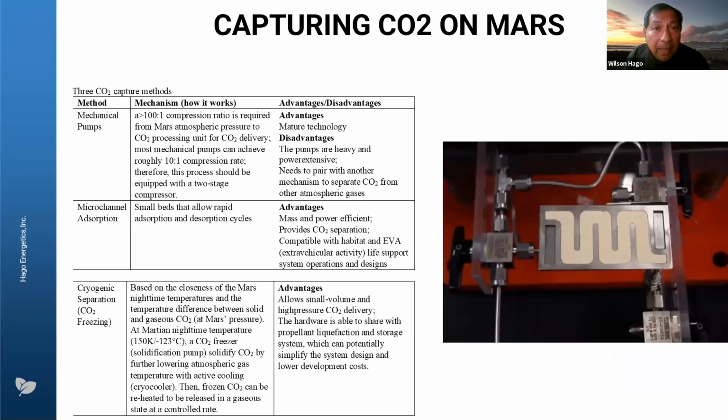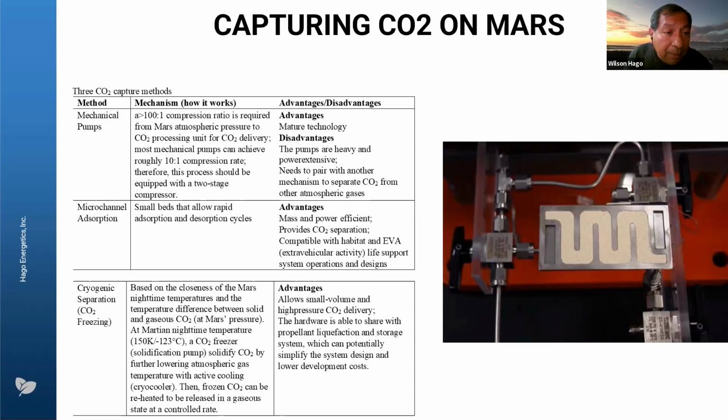Now, I want to say a little bit about what it takes to capture carbon dioxide on Mars. It's not any different from what's being done right now by various teams in order to implement this on a massive scale. It's called direct air capture. There are various approaches to doing so. You can use mechanical pumps. You can use something called microchannel adsorption or cryogenic separation. Cryogenic separation means that if you're operating in a region that's cold enough, the CO2 drops out and becomes solid at -23 Celsius. So there are regions where you can do this.